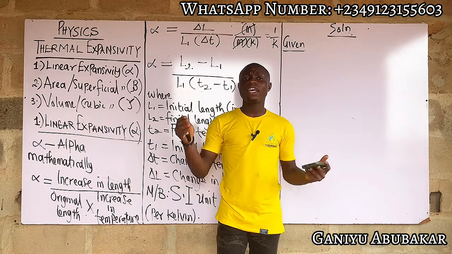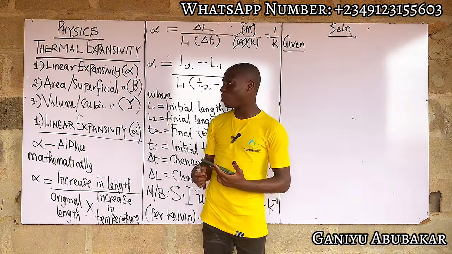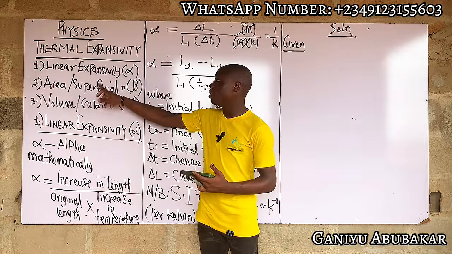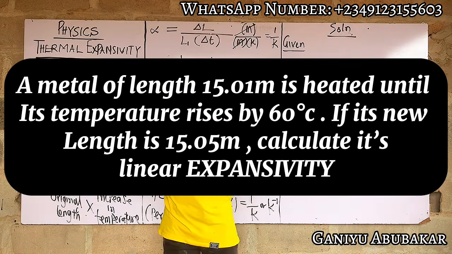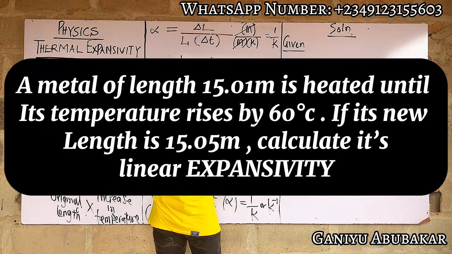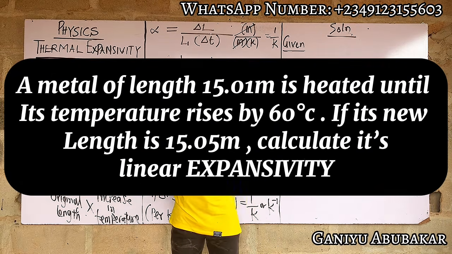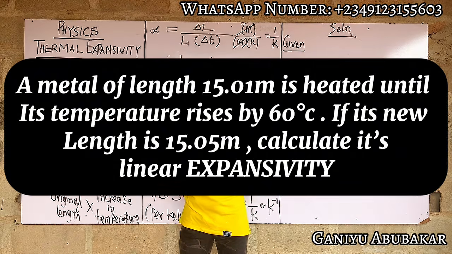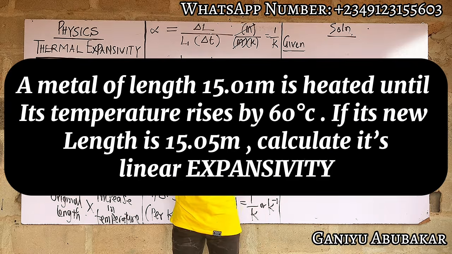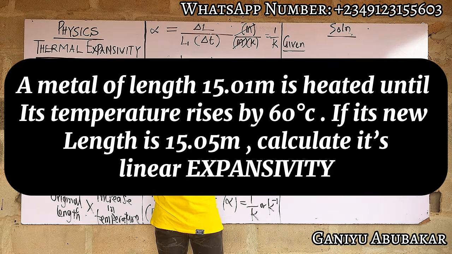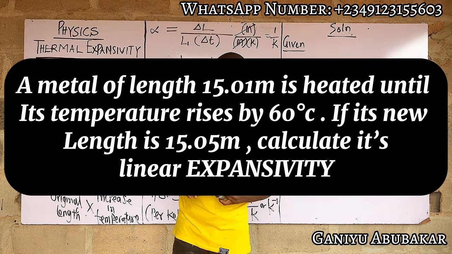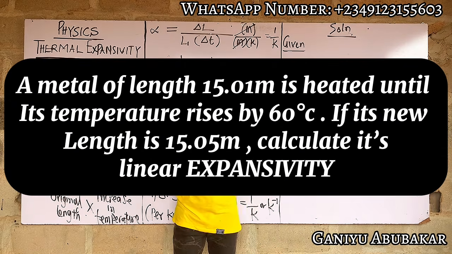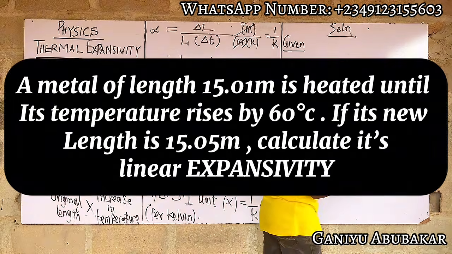Let's look at still yet another example to further understand the concept behind linear expansivity. One says a metal of length 15.01 meters is heated until its temperature rises by 60 degrees Celsius. If its new length is 15.05 meters, calculate its linear expansivity. First things first, I'll list out the given. So what am I given?